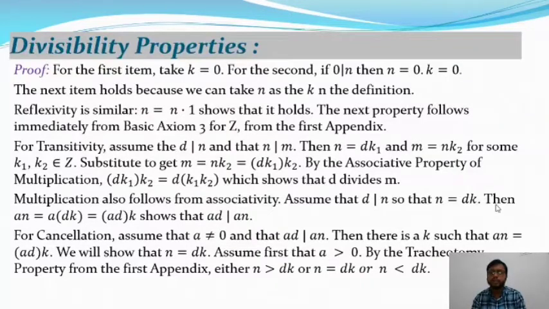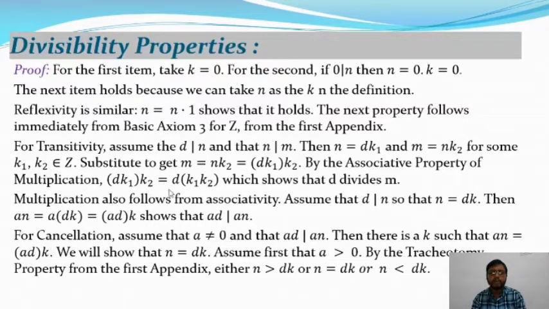Now multiply by a on both sides. On this equation we get an equals a into d into k. Now applying the associativity property of multiplication, a into d into k can be written as ad into k, where k is any integer. Now from the definition of divisibility it can be written as ad divides an. This is the proof of the multiplication property of divisibility.